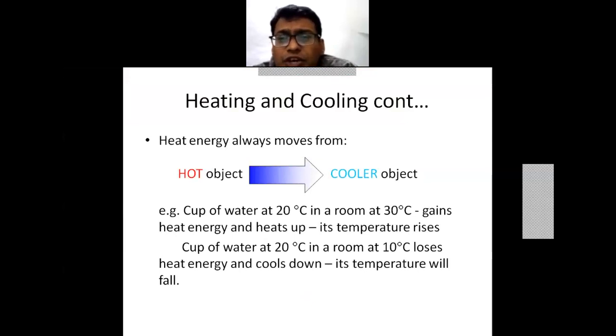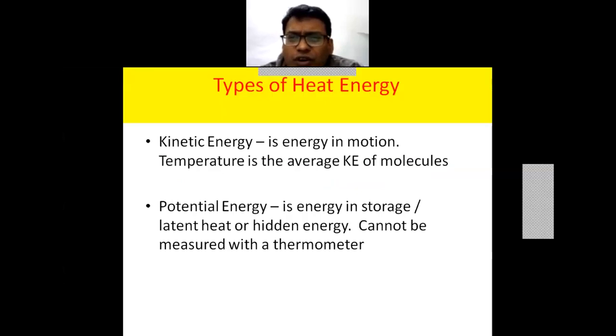So, heating and cooling: heat energy always moves from the hot object to the cooler object. A cup of water at 20 degrees Celsius in a room at 30 degrees Celsius gains heat energy and heats up, its temperature rises. However, a cup of water at 20 degrees Celsius in a room at 10 degrees Celsius loses heat energy and cools down. Its temperature will fall. That is what we already know. So kinetic energy is the energy in motion. The temperature is the average kinetic energy of the molecules.